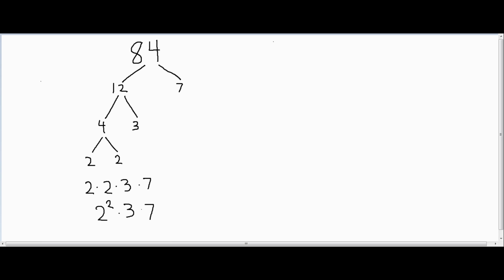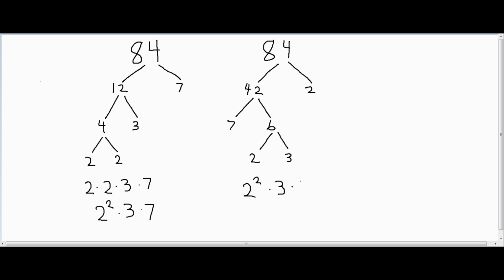Now just to show you that it doesn't matter what two numbers we start with, we could have also started this off by saying 84 is the same as 42 times 2. 2 is prime, 42 is not, so we keep factoring 42. We can factor that as 7 times 6. And 6 we can factor as 2 times 3. And you see we end up with the same primes, two 2's, a 3, and a 7, so we have the same prime factorization of 2 squared times 3 times 7.